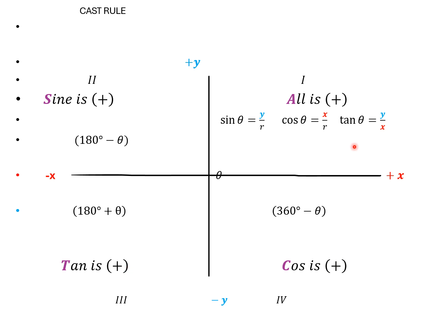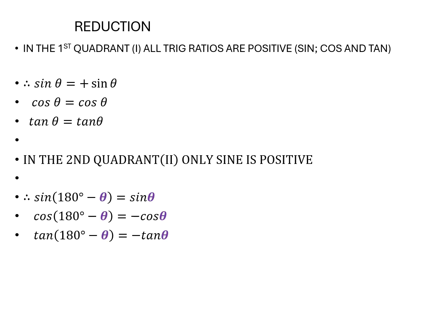As far as my reduction formula is concerned, for now, quadrant 2, 180 minus theta. Tan, 180 plus theta in the third. And 360 minus theta in the fourth. Alright. Now, reduction in the first quadrant: if I say sine theta, it stays sine theta. Cos theta stays cos theta. Tan theta would stay tan theta because that's the first quadrant.